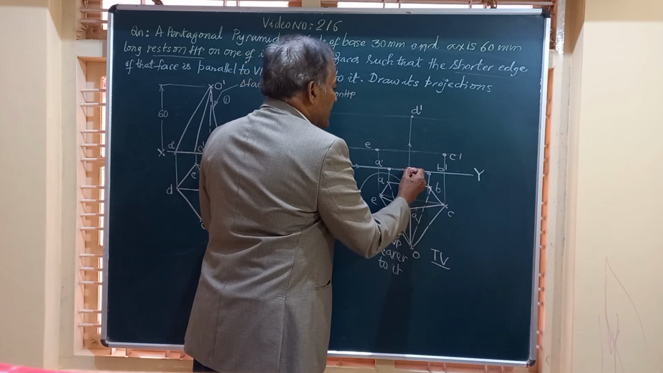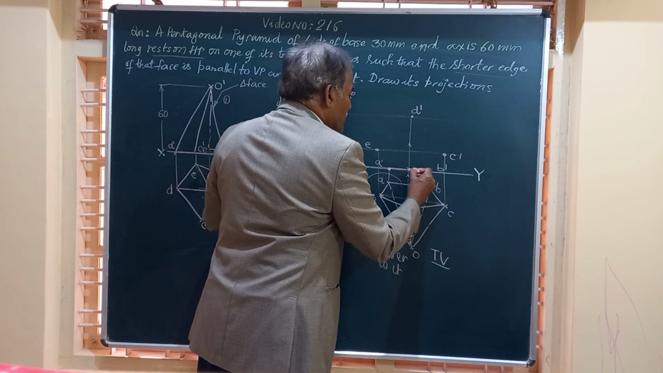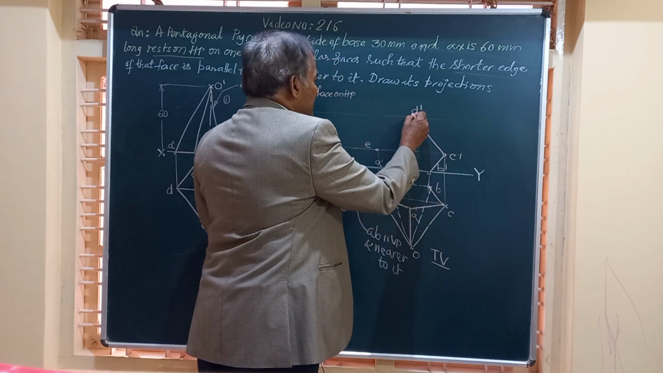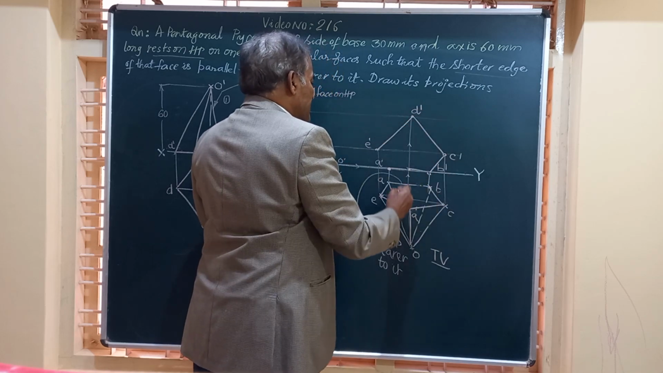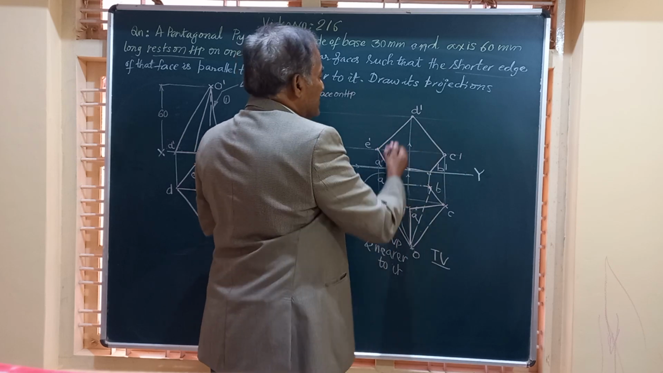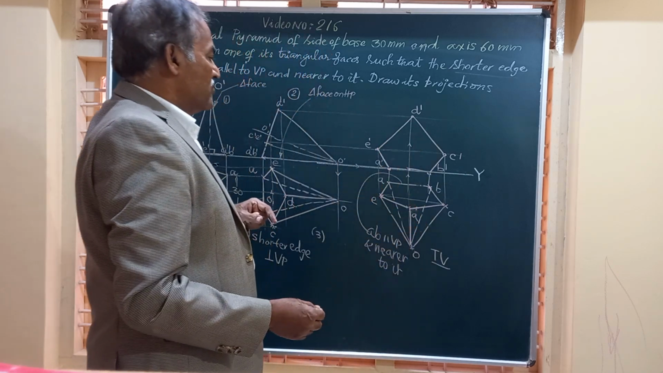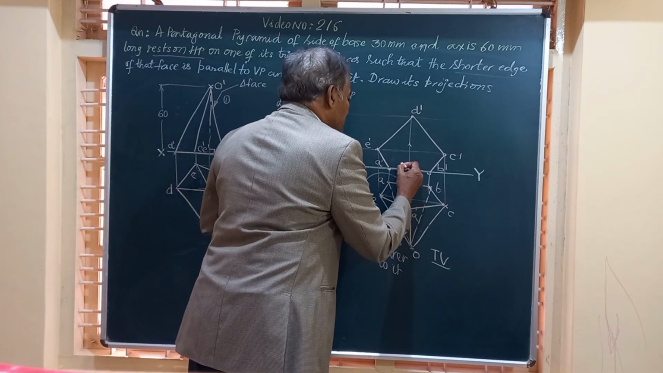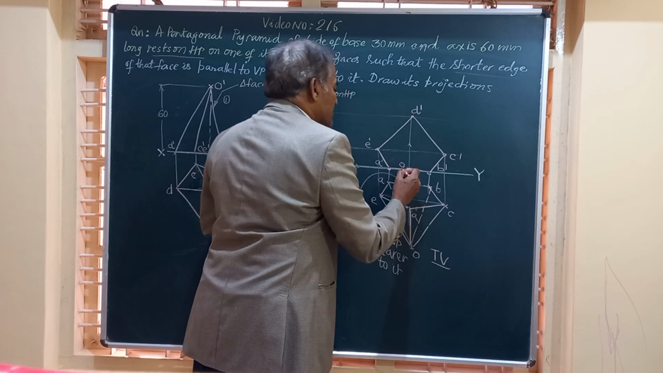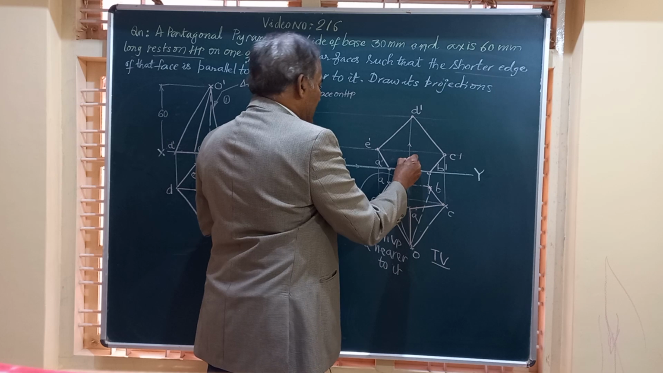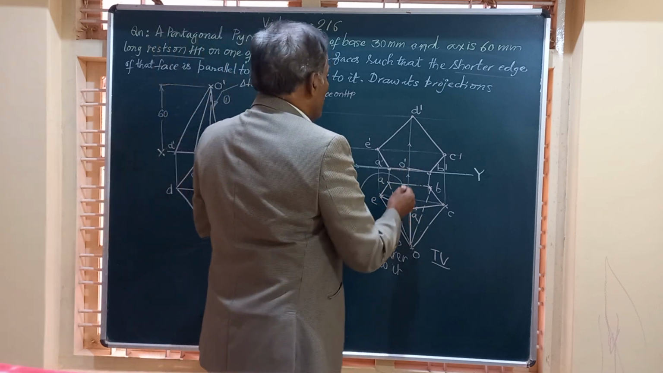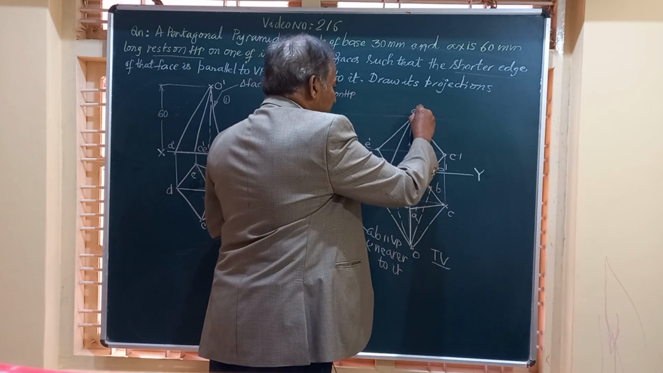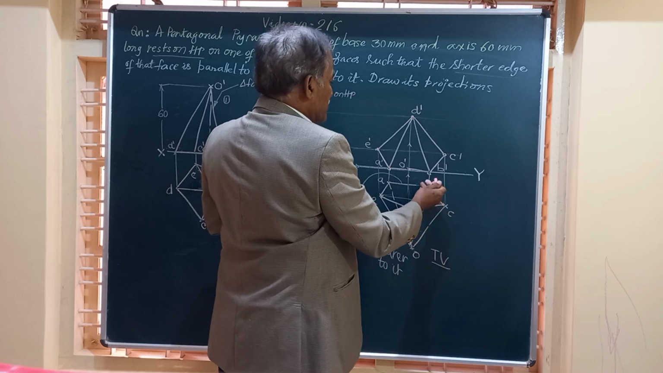So friends, I am going to join O to A, O to B, B to C, C to D, that is C dash to D dash, D dash to E dash, E dash to A dash. And friends, this is how the base looks. Where is O? O is here. So I have to join this O dash to all the corners. So O dash is to be joined to D dash, or D dash to O.